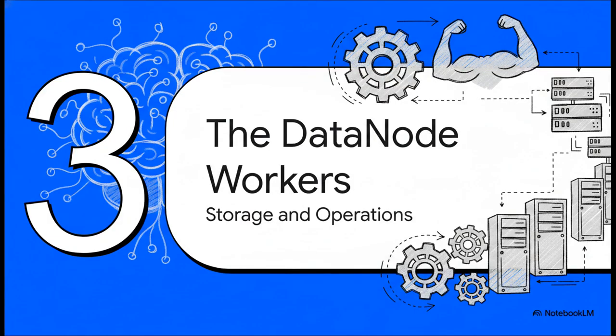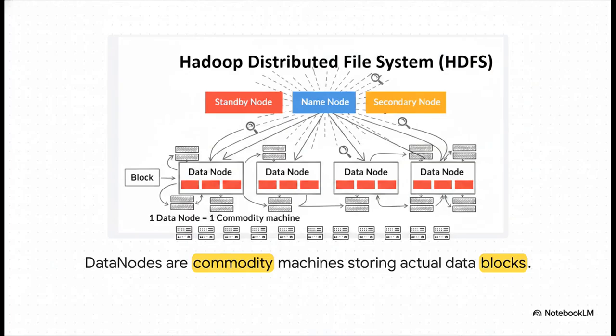All right, on to Section 3, the DataNode Workers. So we've got a handle on the brain. Now let's shift our focus to the brawn of the operation. Take a look at the bottom half of the diagram here. See those individual boxes labeled DataNode? Those are standard commodity machines. And notice how the actual blocks of data are mapped directly onto them. This is where the physical file data actually lives.